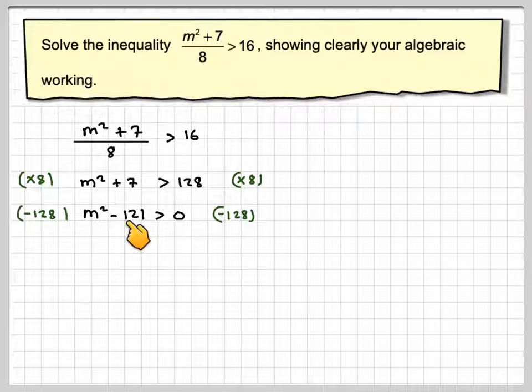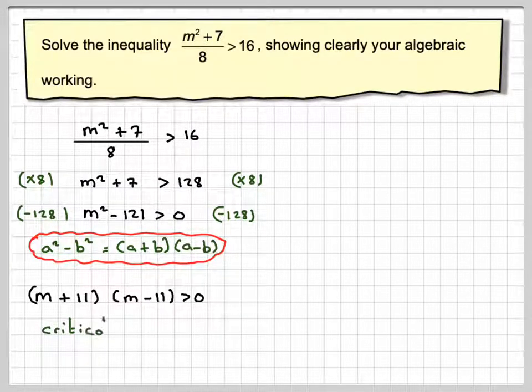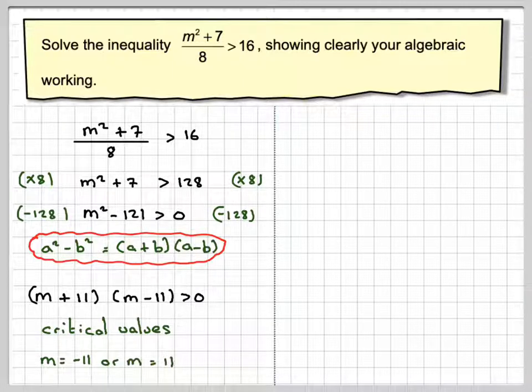Now we can factorise this because this is known as the difference of two squares. It's of the form a squared minus b squared, which factorises down to a plus b, a minus b. So it becomes m, the square root of 121 is 11, so m plus 11, m minus 11 is greater than 0. So the critical values from this will be m is equal to minus 11 and m is equal to 11. That's what makes these two brackets 0.